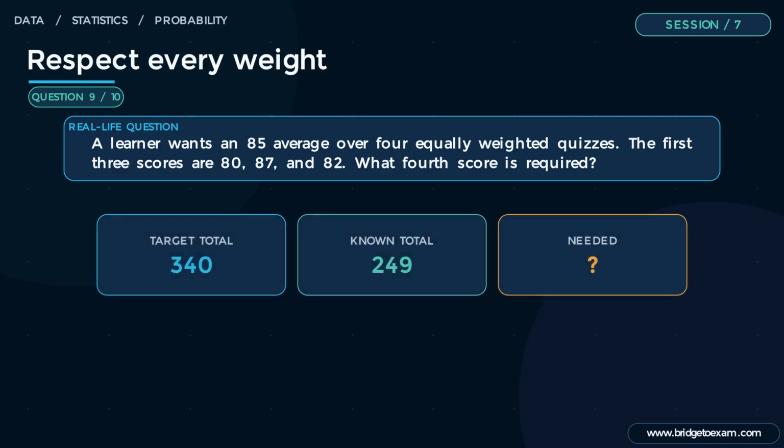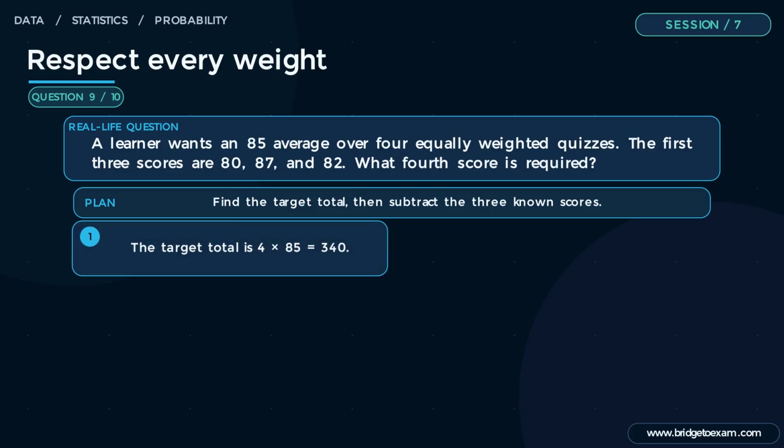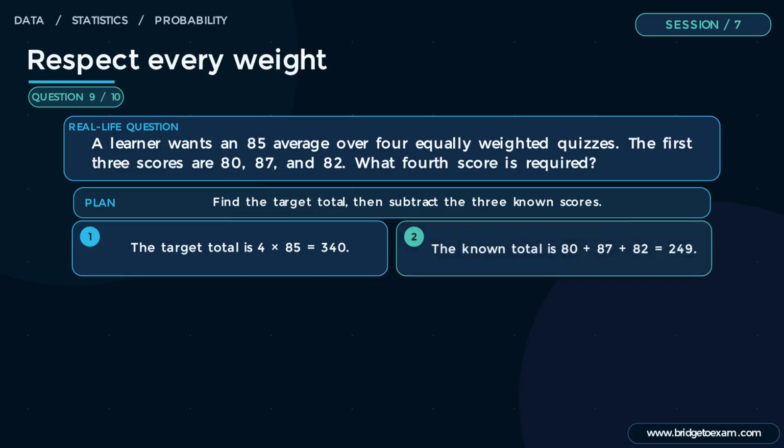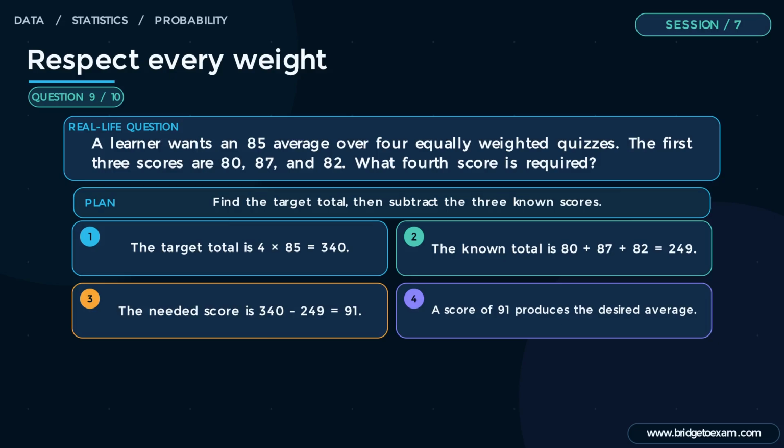The key quantities are organized before the arithmetic begins. Plan. Find the target total, then subtract the 3 known scores. Step 1. The target total is 4 times 85 equals 340. Step 2. The known total is 80 plus 87 plus 82 equals 249. Step 3. The needed score is 340 minus 249 equals 91. Step 4. A score of 91 produces the desired average.